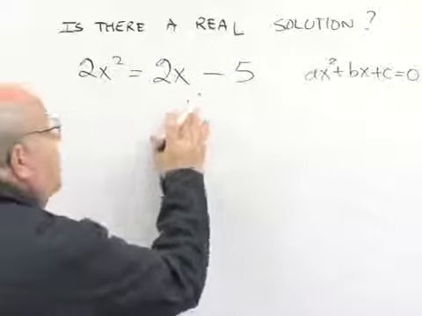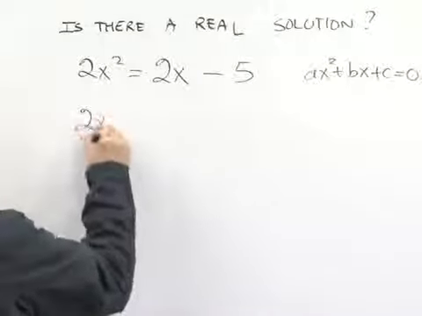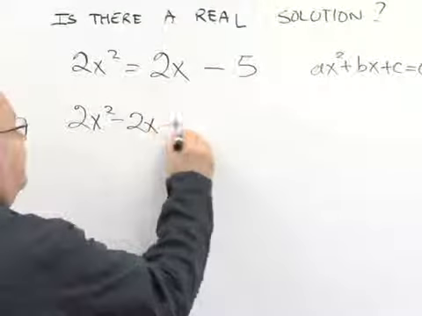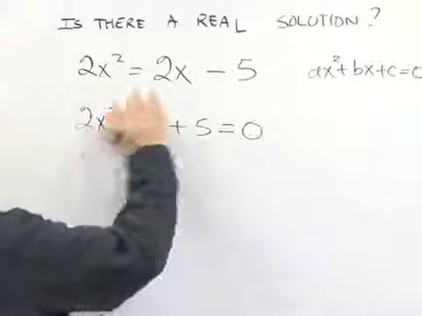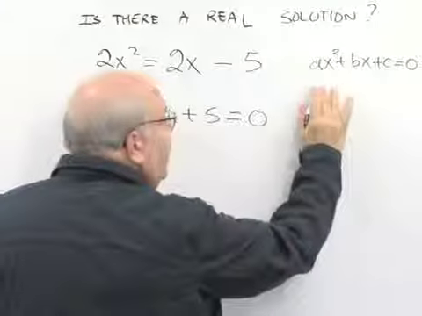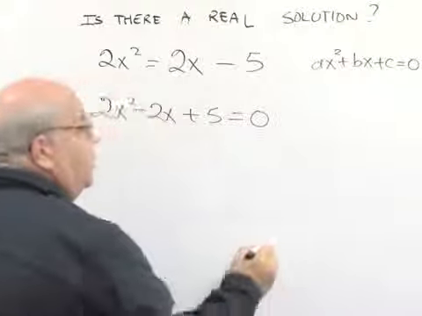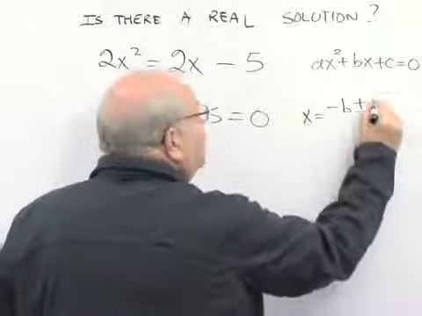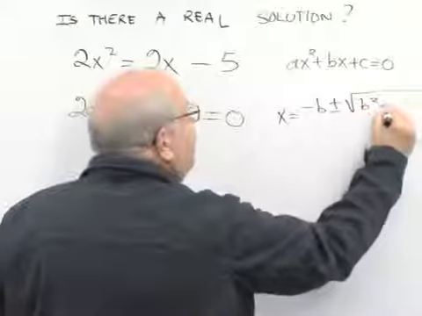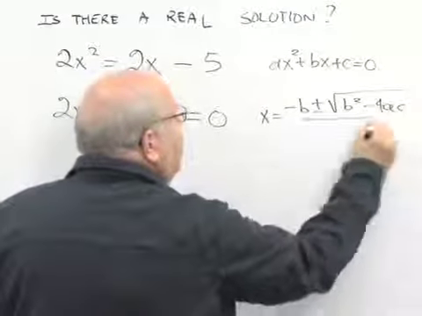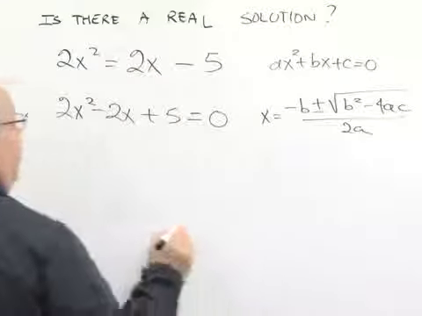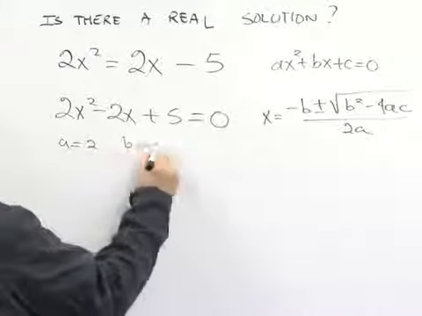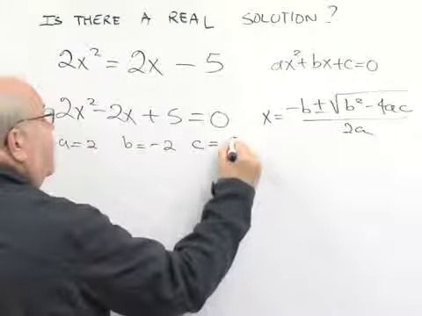We see that we need to add negative 2x to each side. We see that we need to add plus 5 to each side, so that we have an equivalent equation that's in the standard form ax squared plus bx plus c equals 0, so we can use our quadratic formula. Minus b plus or minus the square root of b squared minus 4ac, all divided by 2a. In this case, a is 2, b is negative 2, and c is 5.